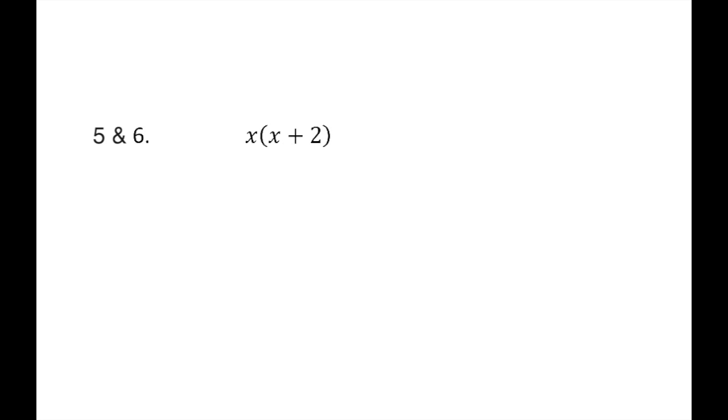x times the quantity x plus 2. I'm going to start, it's just like a distributive property. It's got those parentheses, so I'm going to say x times x. Then I'm going to bring down my plus sign and write x times 2. Now I'm going to combine them together.